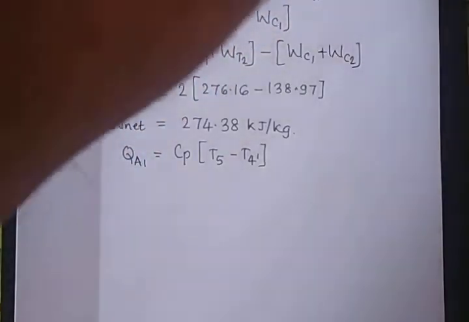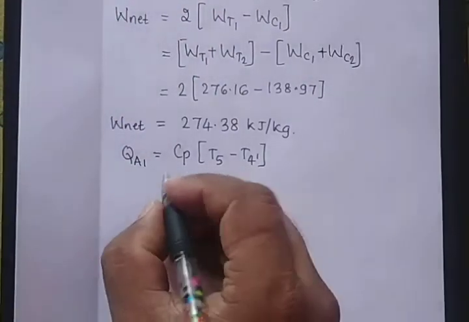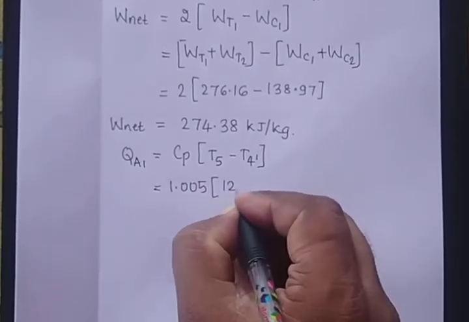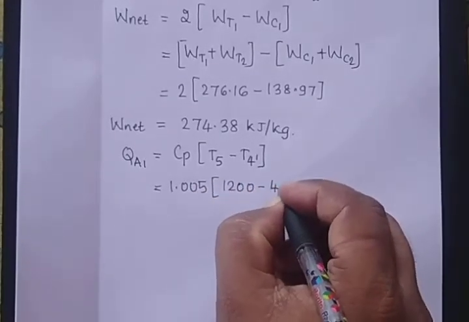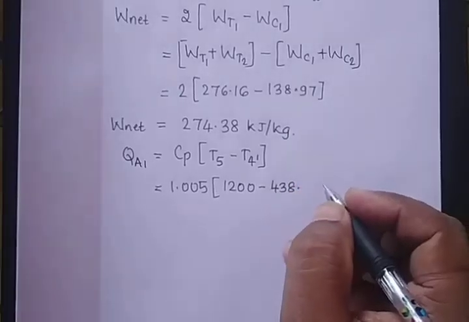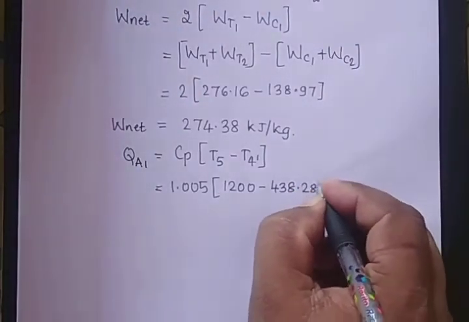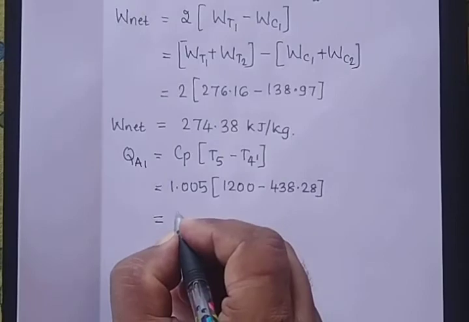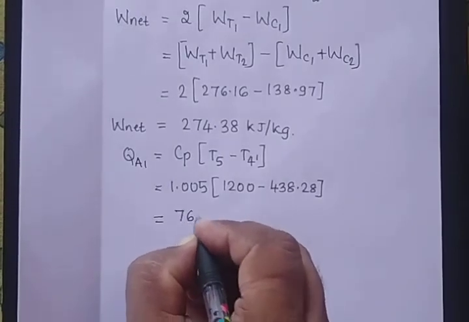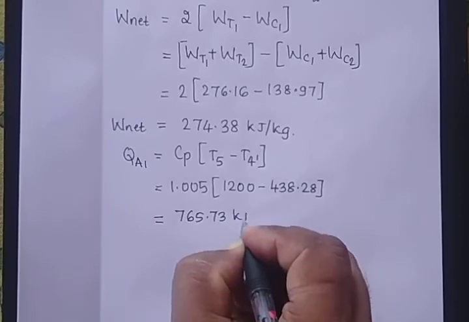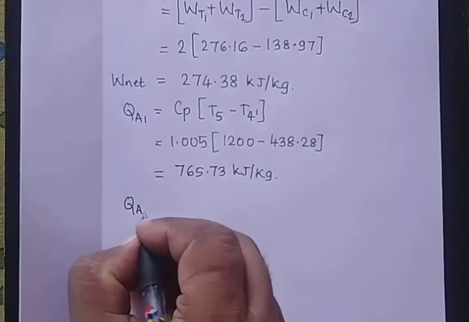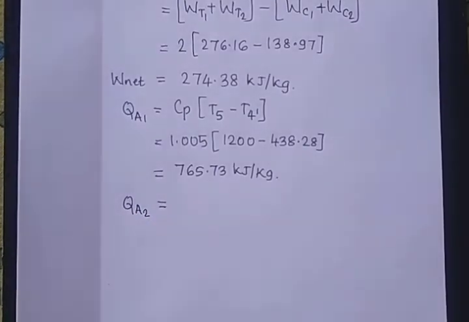So calculate the values of heat added. So Cp is 1.005, T5 is 1200, then T4 dash is 438.28. So find out the value of heat supplied. That is, you get the value as 765.73 kilojoules per kg. Then find out the heat added due to reheat process from first stage to second stage.